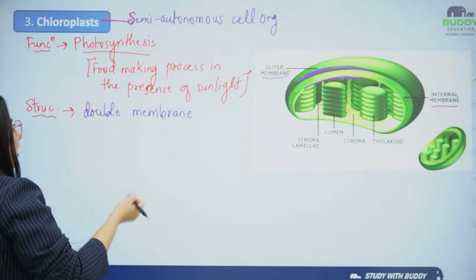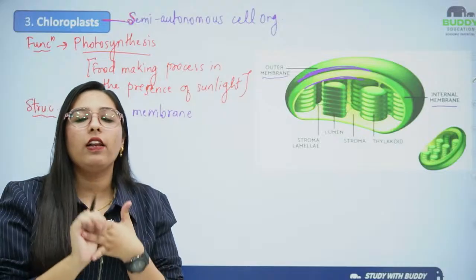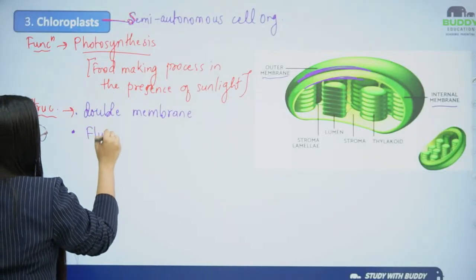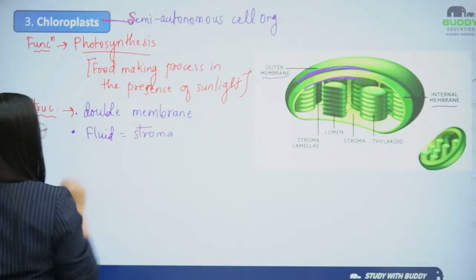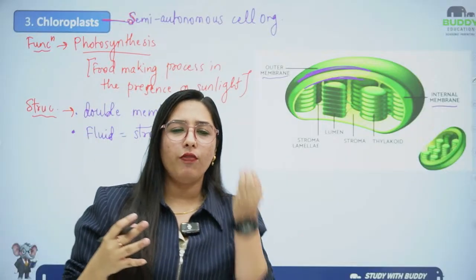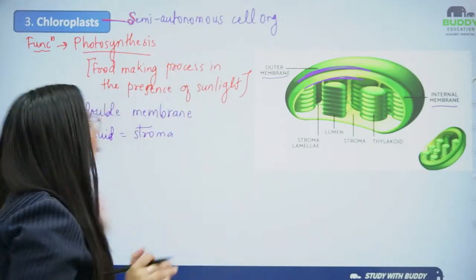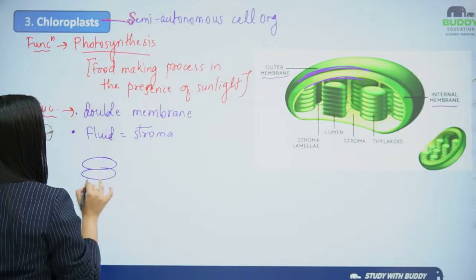Then coming inside the structure, it also has its own fluid. This cell organelle has its own fluid and that fluid is known as stroma. Now, what does this stroma consist of? This stroma consists of a coin-like structure which is stacked one upon the other.